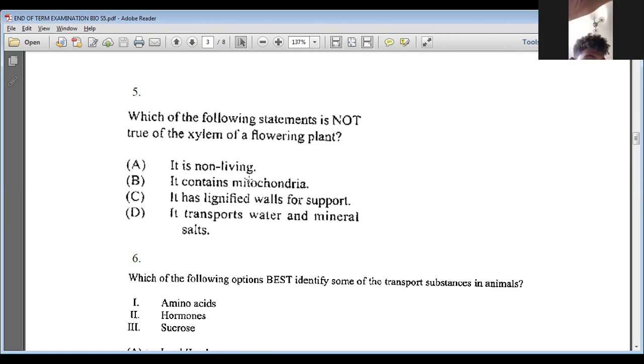Was it B? It contains mitochondria. And C, it has lignifying walls for support. Yes, it does have lignifying walls for support. D, it transports what? So the answer is B. So what you can do is elimination, right? It does transport water and mineral salts.